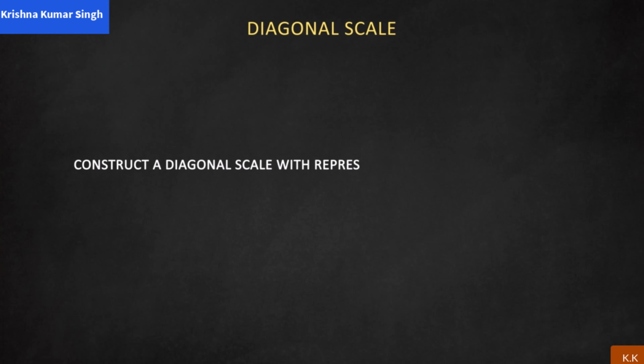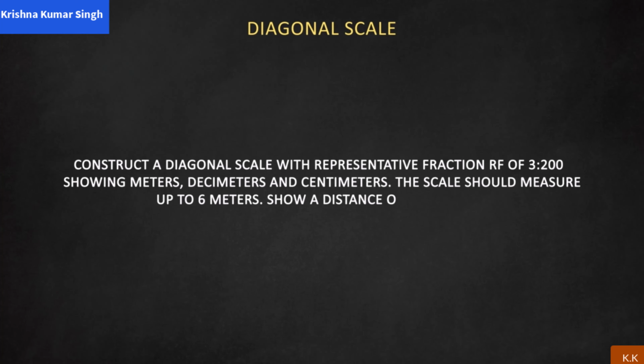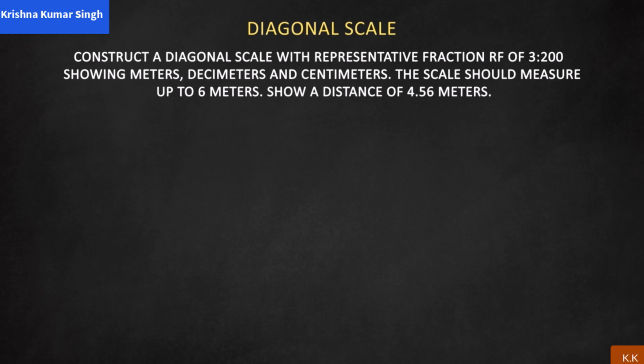Construct a diagonal scale with representative fraction RF of 3 to 200, showing meters, decimeters and centimeters. The scale should measure up to 6 meters. Show a distance of 4.56 meters. From the problem, we already know that RF is equal to 3 by 200, and maximum length ML is 6 meters.